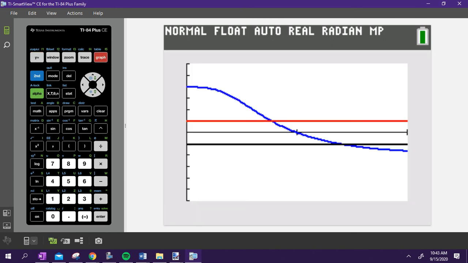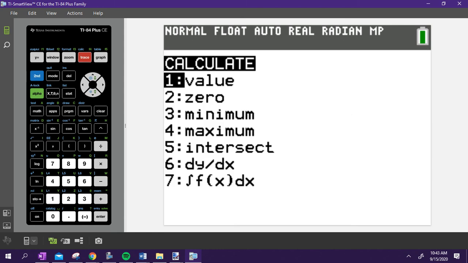Okay. Here we go. So we are trying to find those spots. So when am I equal to 1? Well, I'm equal to 1 right there. When am I equal to -1? Right there. I just got to find those values. So I'm going to go second, calculate. What am I trying to calculate? The intersect. I'm going to number 5.